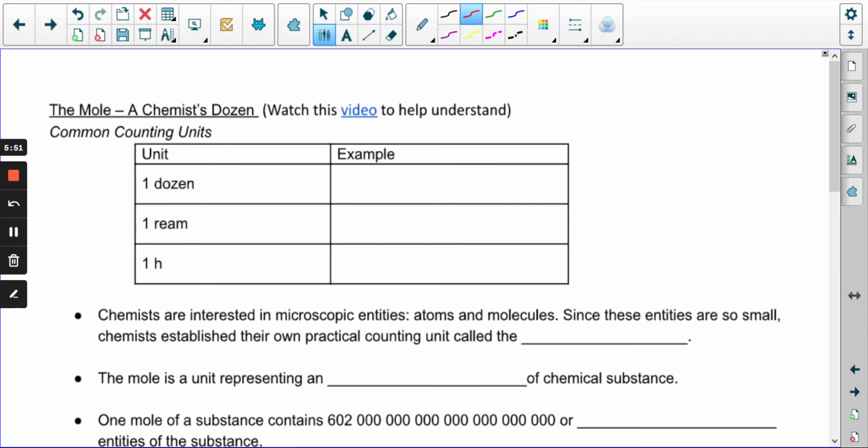So here's an example, 1 dozen. When we say that, it commonly means 12 of something. So if I go to Tim Hortons and I order a dozen donuts, I'm ending up with 12 donuts. Likewise, you might know this one, a ream of paper. That's a little packet of paper that you buy in big boxes and things like that. 1 ream of paper has 500 sheets of paper in it.